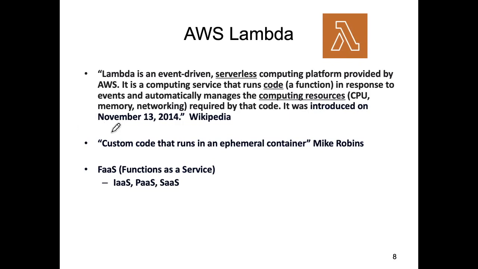The quote here is that it's custom code that runs in an ephemeral container. Ephemeral means that the container is just created on the fly. As I said a few moments ago, the execution of your function is triggered by the occurrence of some event within the cloud. When that event occurs, the AWS Lambda service will instantiate a micro VM container for your code. It will load your code into that container and run the code. Then when the code exits, it will throw away the container until the next occurrence of that event.